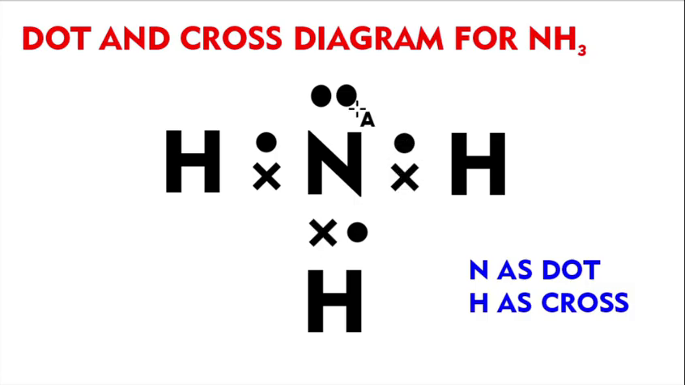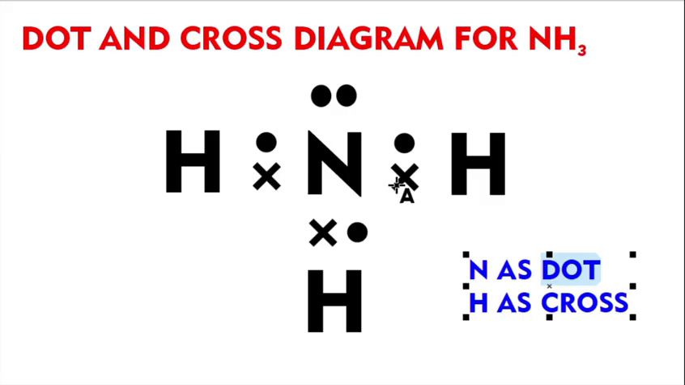In our line, I said a line means a dot and a cross. The lone pairs have dots. So here we indicate nitrogen as dots, hydrogen as crosses. In a dot and cross diagram, one type of element is shown as dots, the other type of element with crosses. So I select nitrogen as dots here, including the lone pairs.